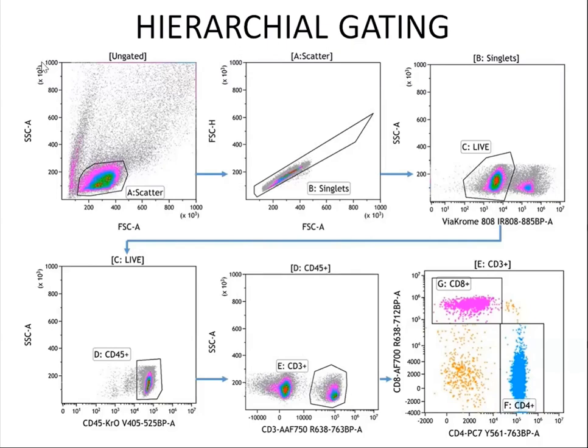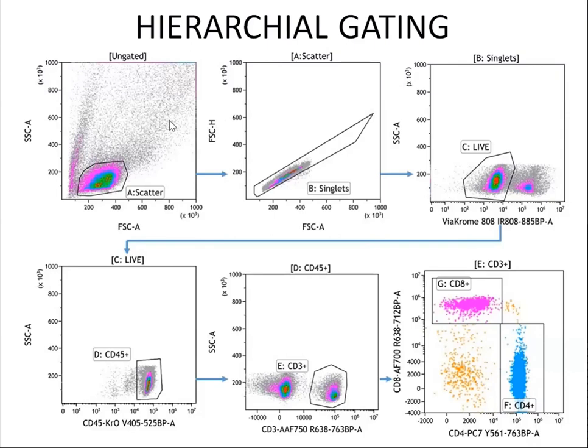Okay, so ungated, then you select this, then only this is applied, this particular population is gated on height versus area singlet plot, then select the singlet, and only singlets are gated on side scatter viability dye, then only viable cells are gated on side scatter CD45 to select lymphocytes, then lymphocytes are gated on side scatter CD3 to select T cells, which are gated on CD4 and CD8. This is called sequential hierarchical gating.